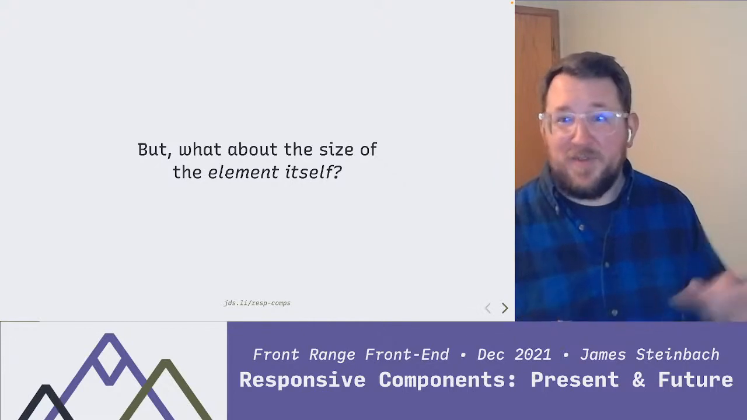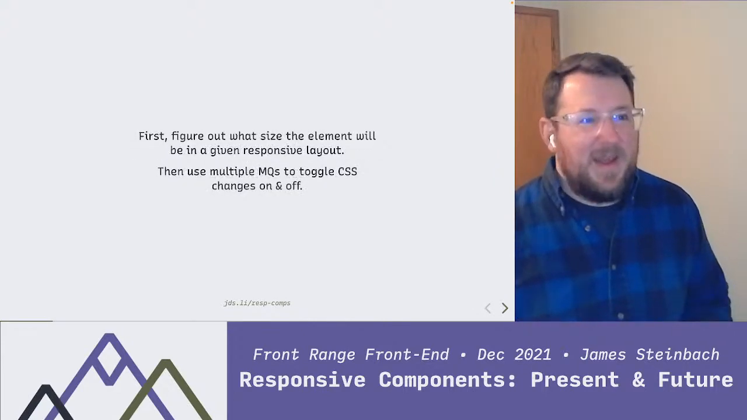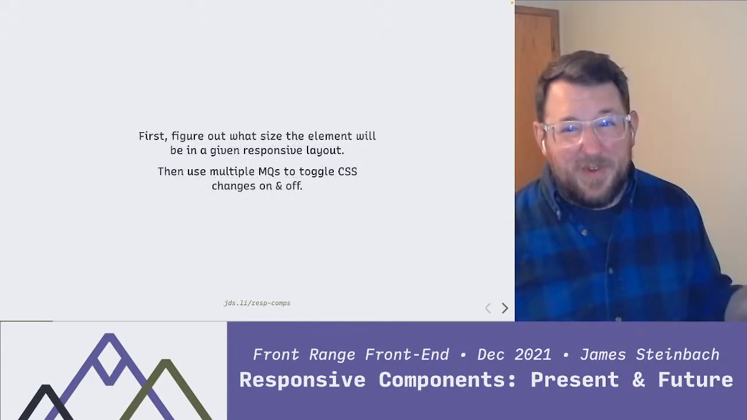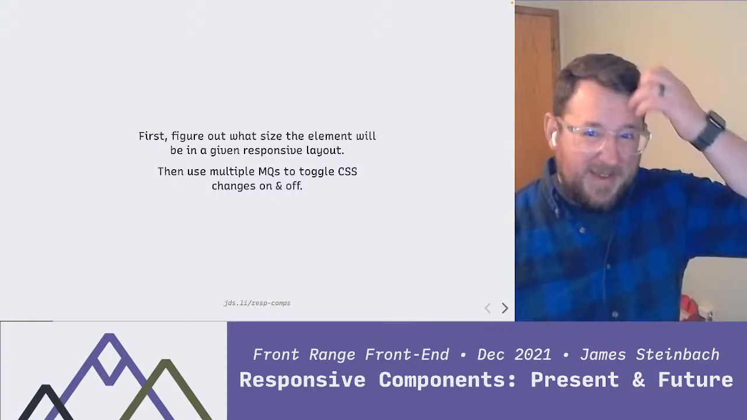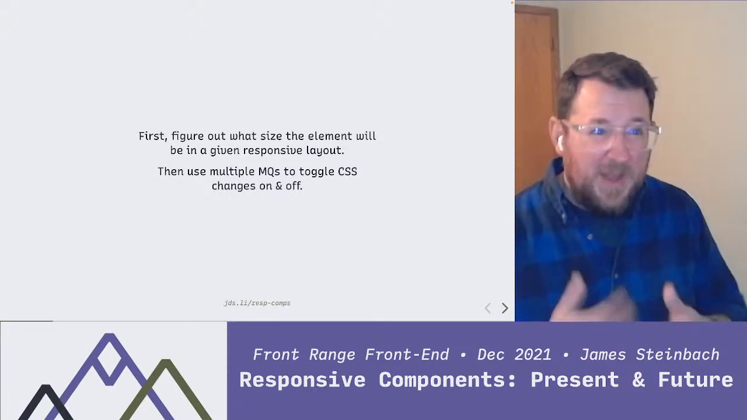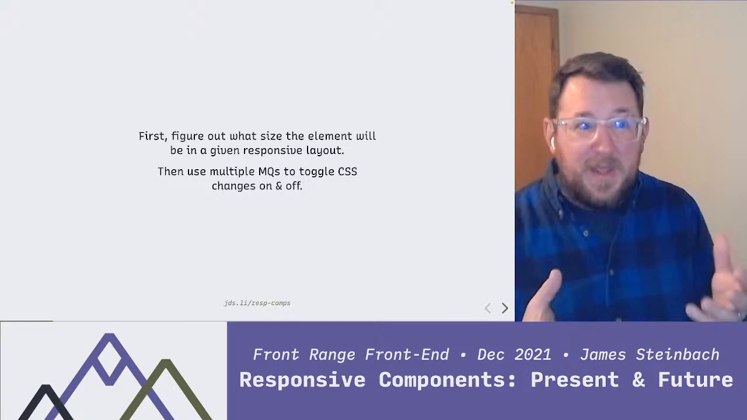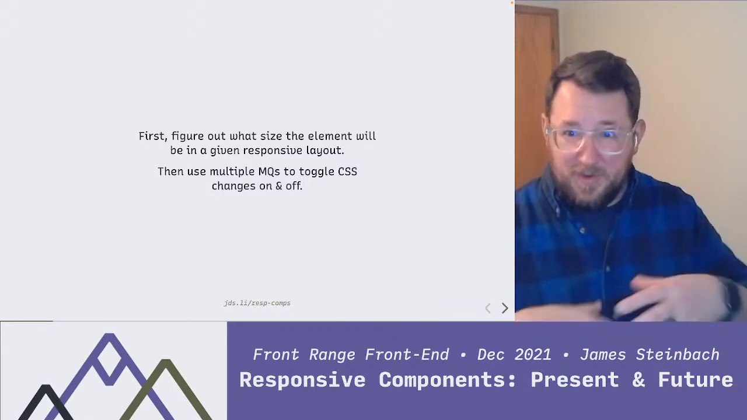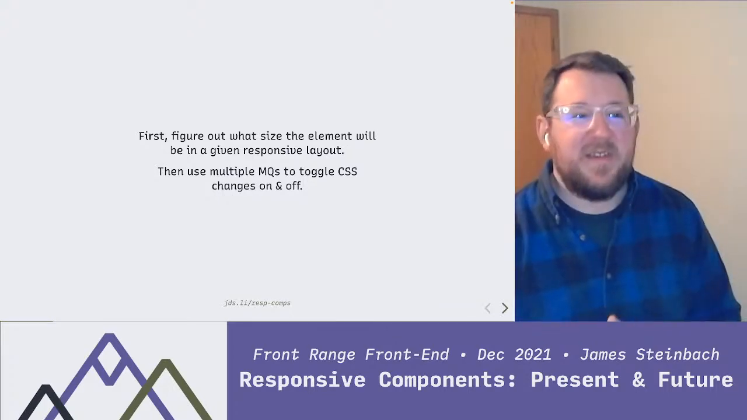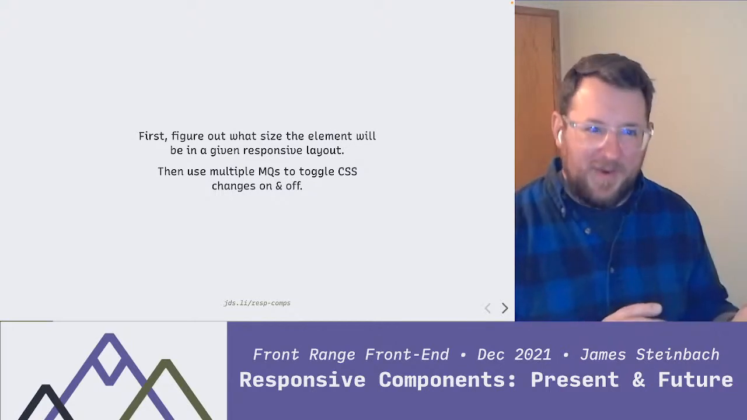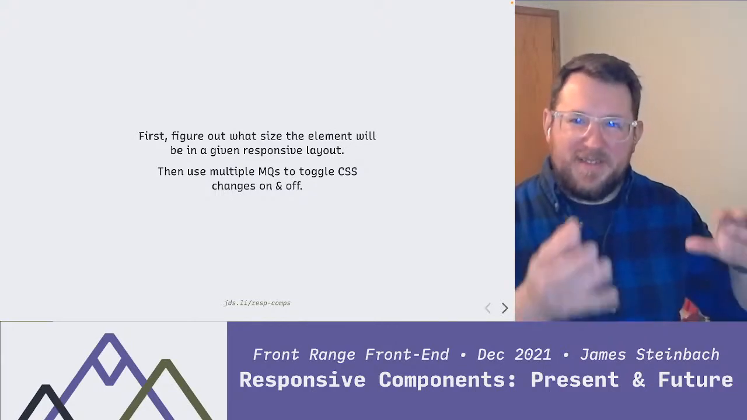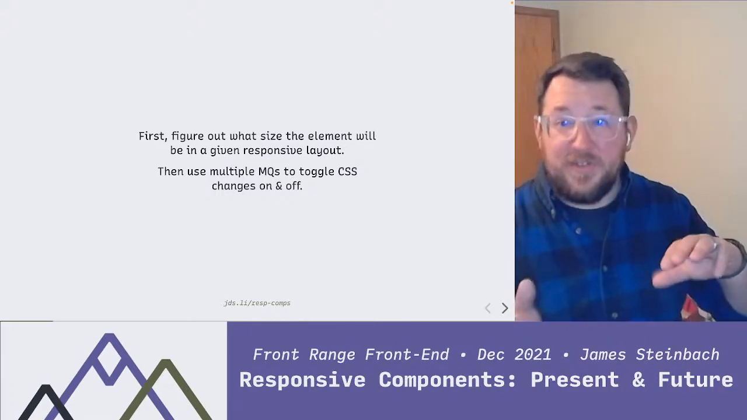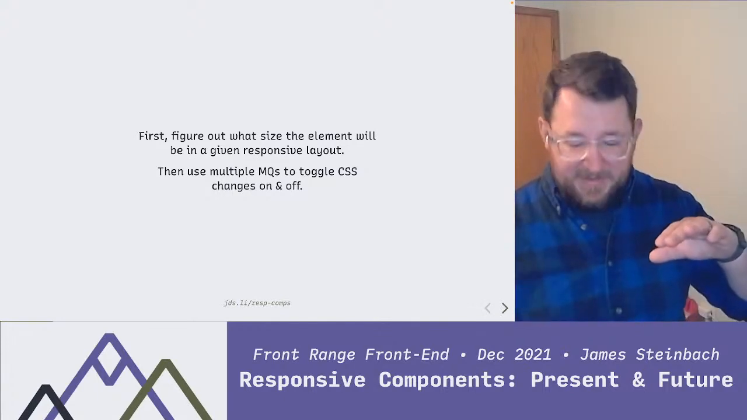Almost as soon as we had media queries, we wanted more. And for a long time, here was how we figured this out. And this is not a fun slide. This is a how it used to be slide. We had to figure out what size an element would be in a given responsive layout per the global layout breakpoints. Then we would use multiple media queries, multiple breakpoints to toggle CSS narrow and wide versions off and on. And this was not fun.